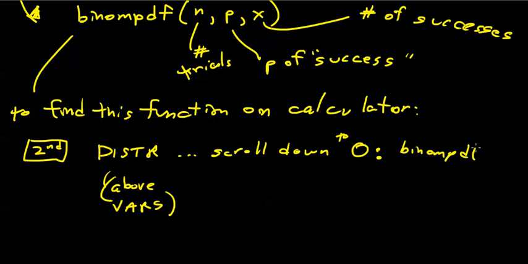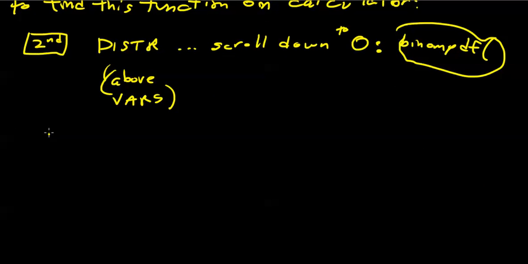PDF with an open parentheses. Alright, what you'll need to do is highlight this, or highlight the 0 in the list, hit enter, and it'll call this binom PDF command into your calculator home screen. Alright, so this is what you should see in your home screen, binom PDF, just like that, with an open parentheses on the left, waiting for you to input your proper N, P, and X values.